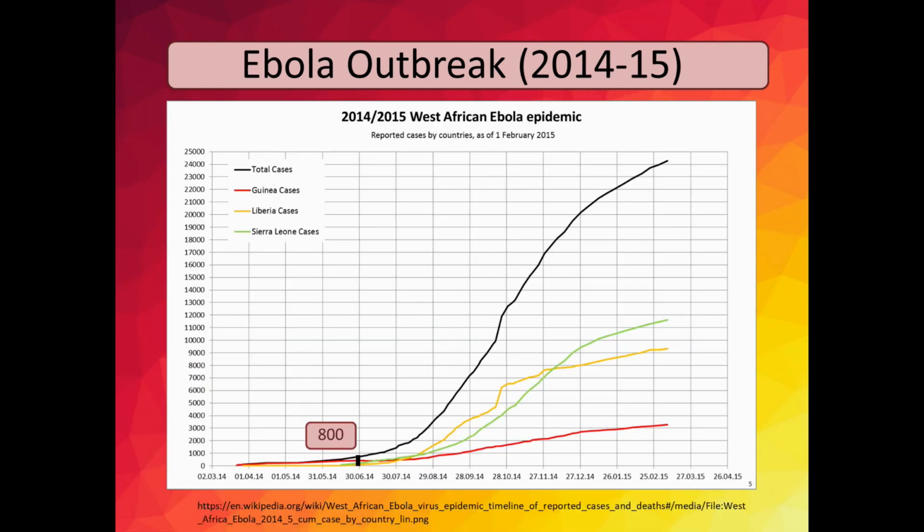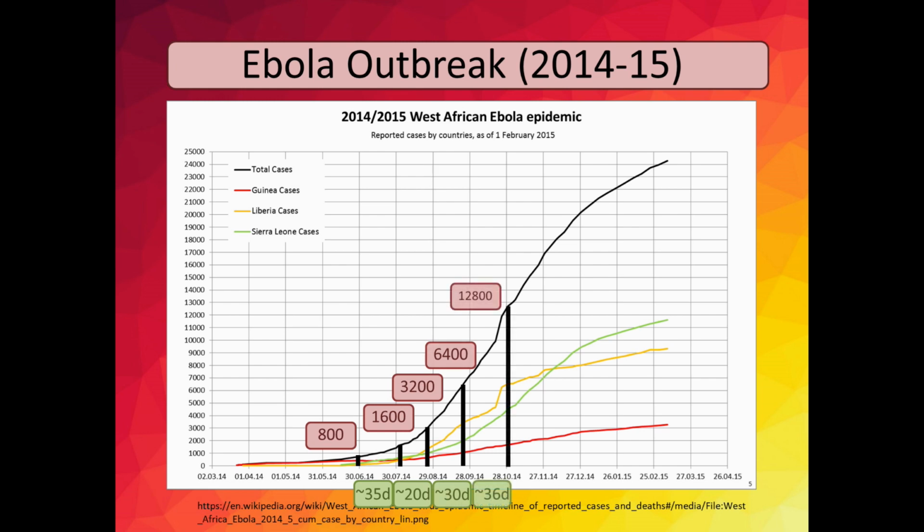If we look at the Ebola outbreak of 2014, we're going to do the same calculation where we figure out time to double. If we look in late June, there's about 800 infected. About 35 days later, it has doubled to 1,600 infected. And about 20 days after that, it's doubled to 3,200 infected. About 30 days after that, it's doubled to 6,400 infected.